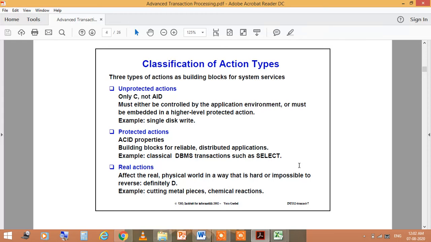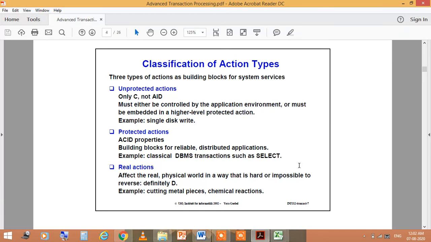Unprotected actions use only C, and as I already talked about asset properties, in this only C is used. The other thing you can say is that it's secure. So there must either be a control by the manipulation application environment, or it must be considered, or admitted, in the higher level protected action. Next is the protected action.